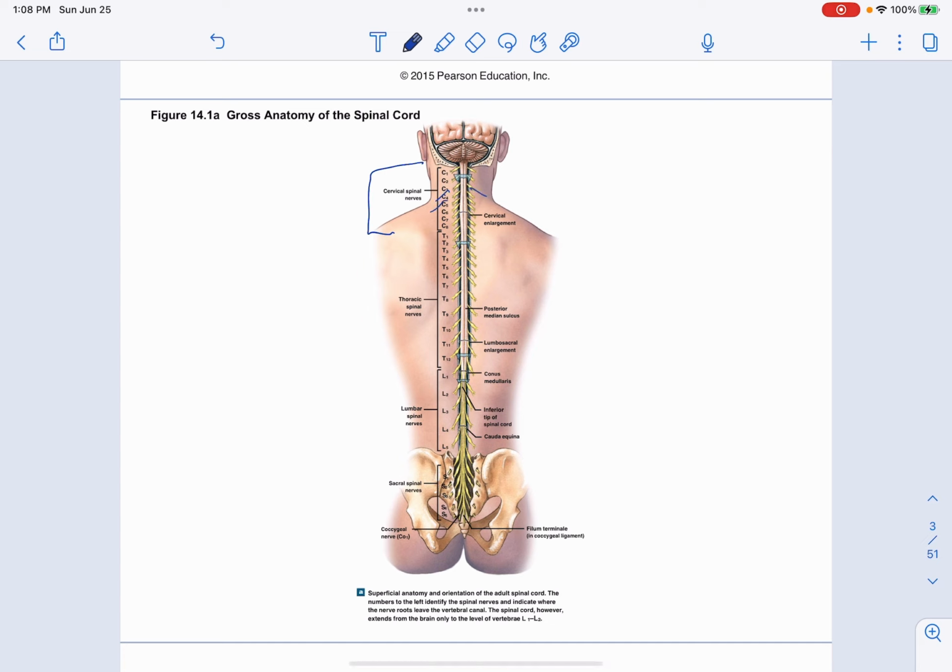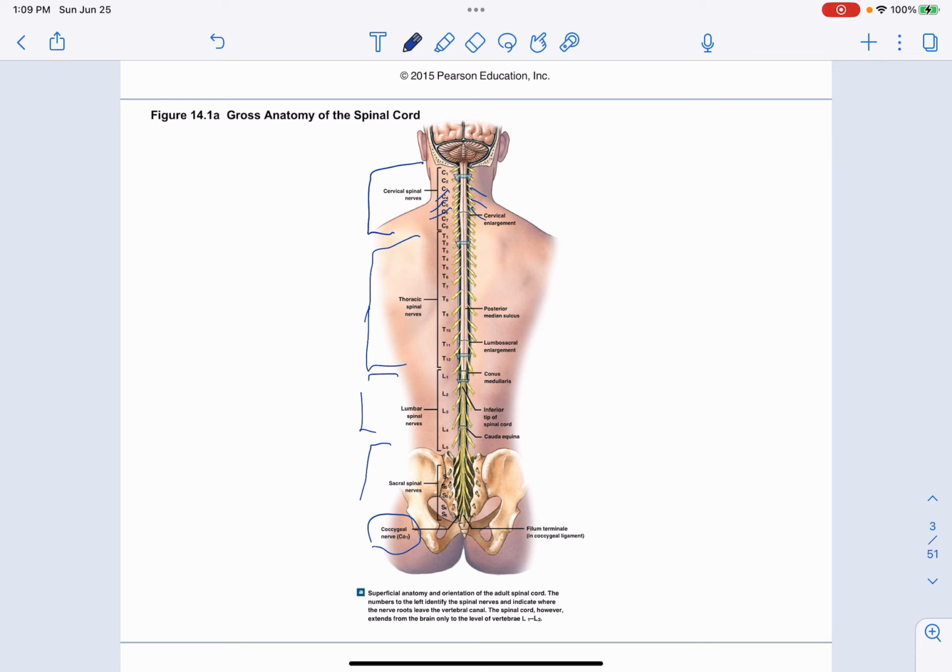So each side, there's going to be nerves coming off of it. And then there are 12 thoracic, so you can see the thoracic here. There are 5 lumbar here, 5 sacral, and then 1 coccygeal nerve or segment.